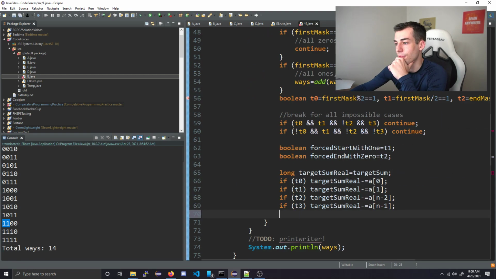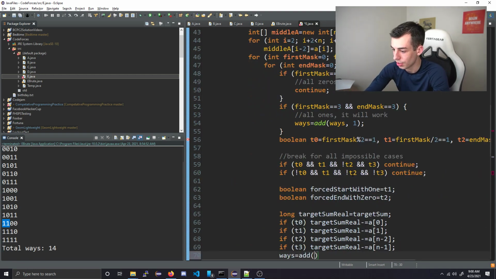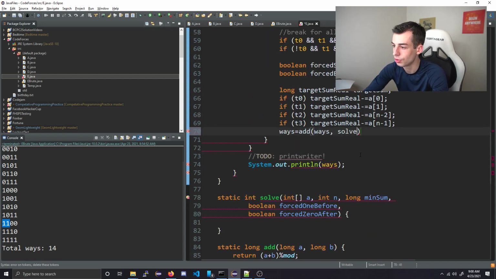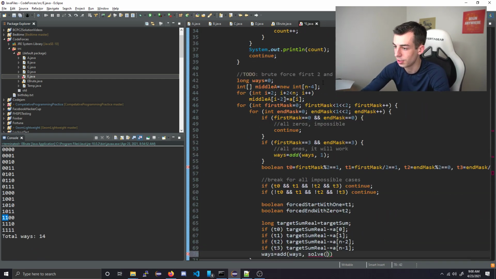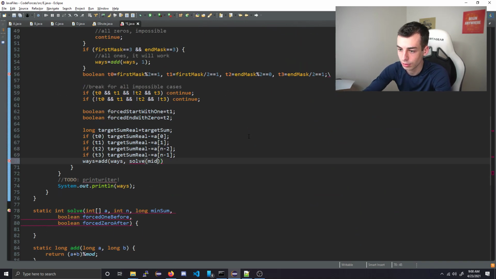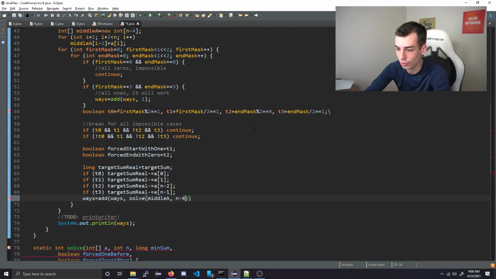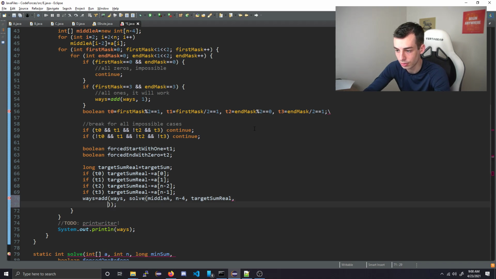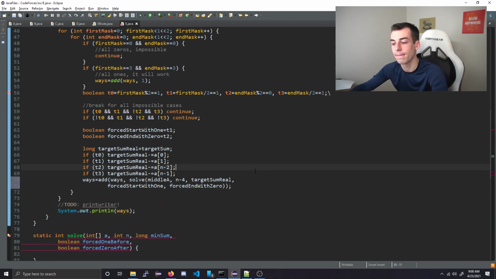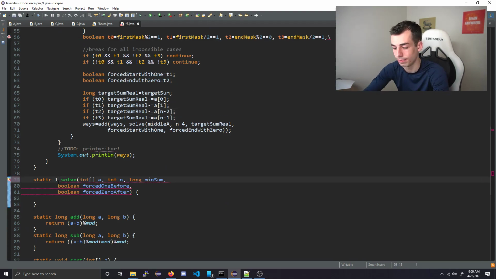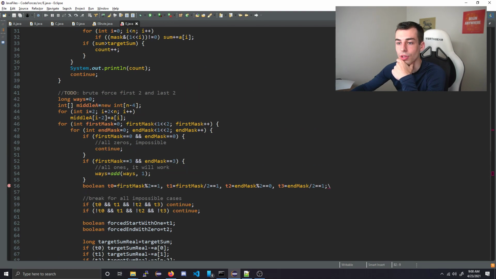All right, good. And then we have ways equals add ways to solve. We want to pass in the middle array. N is n minus 4. The min sum is target sum real. Forced start with 1, and forced end with 0. Okay. This is all we have left now.